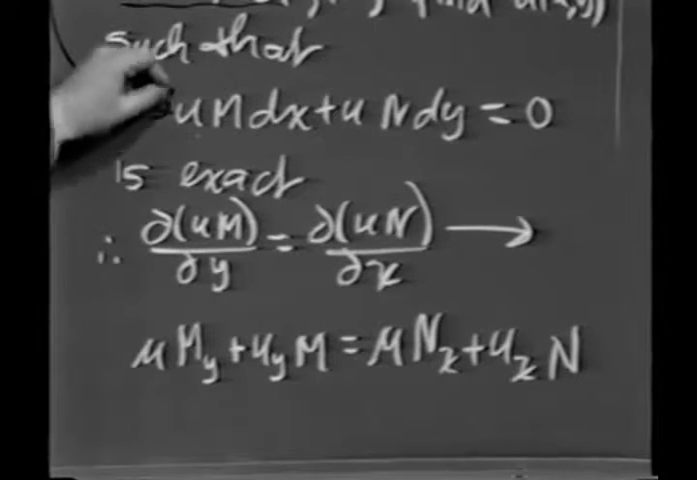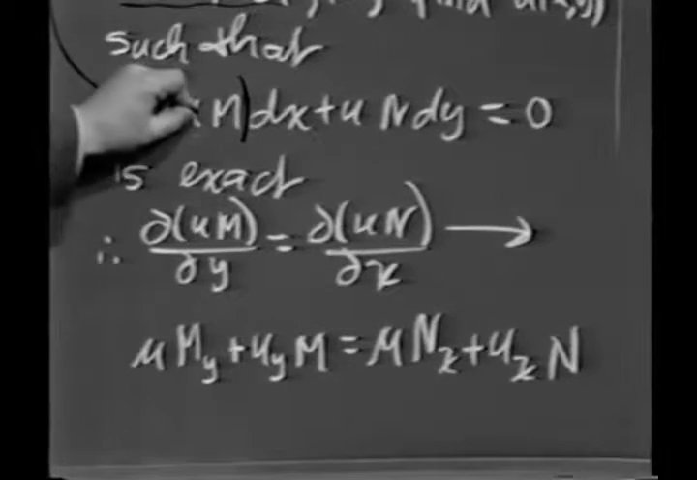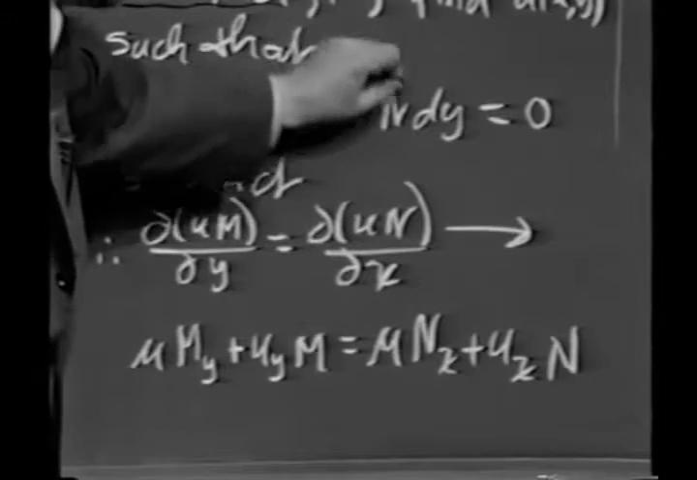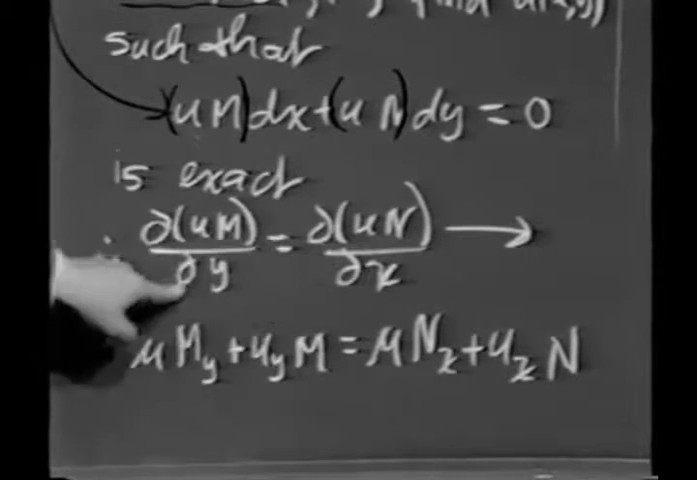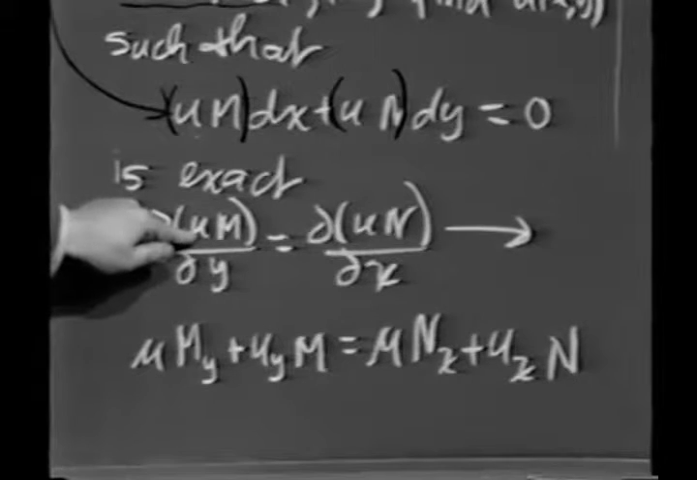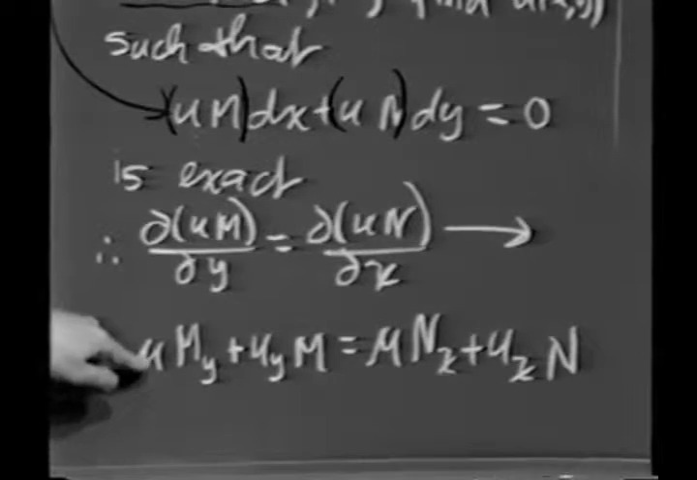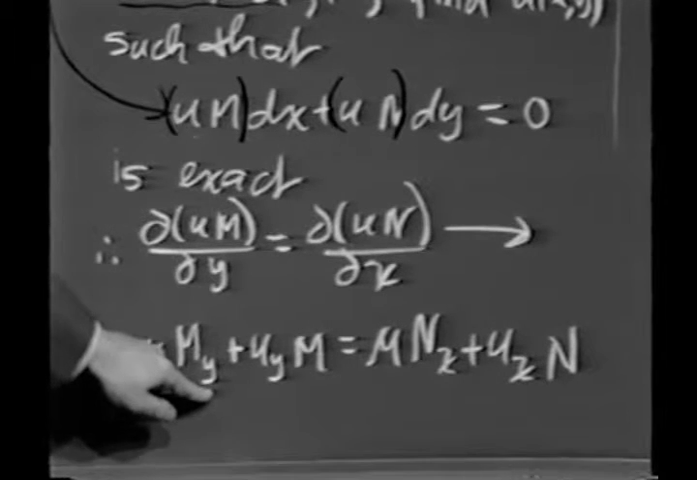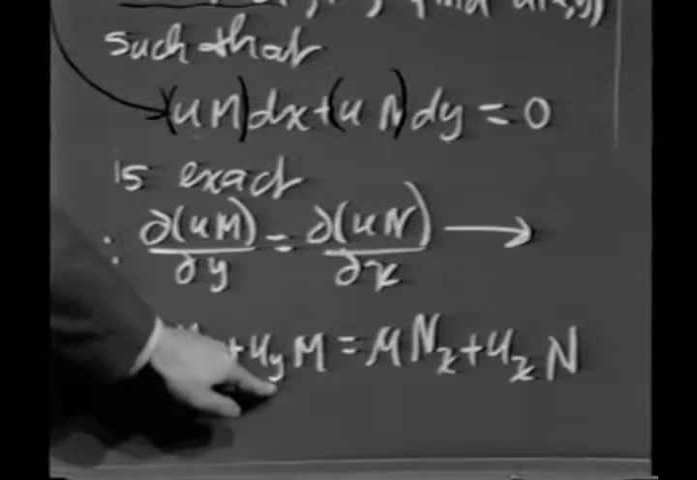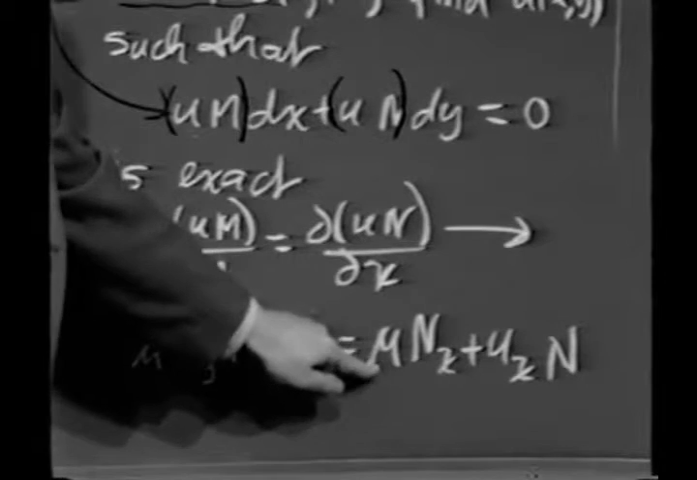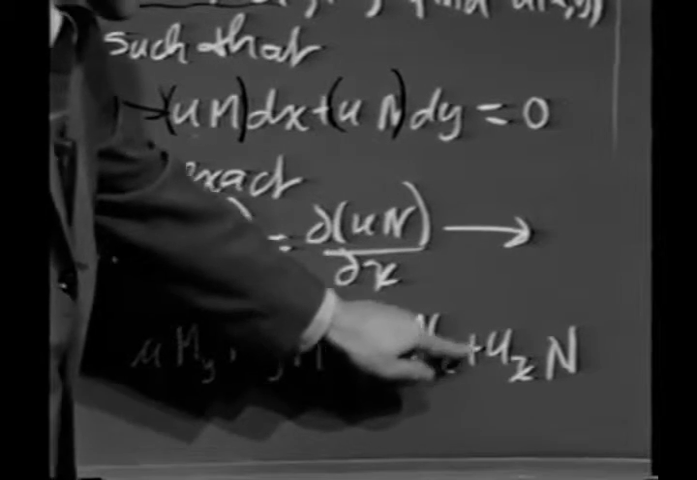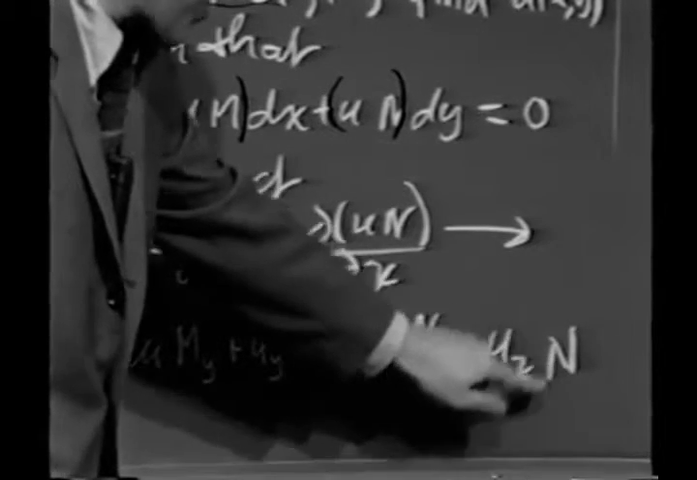Remember, the condition for exactness is that the partial of this with respect to y has to equal the partial of this with respect to x. Remembering that u is a function of x and y, I have to use the product rule over here. I get u times the partial of M with respect to y plus the partial of u with respect to y times M equals u times the partial of N with respect to x plus the partial of u with respect to x times N.